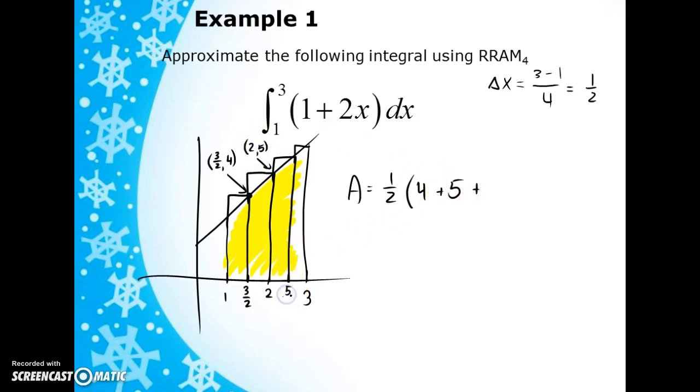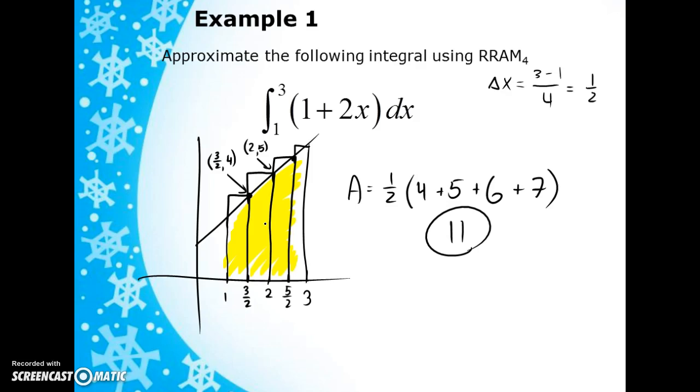Then I'm going to plug 5/2 into the equation. And when I plug that in, I'm going to get 6. How convenient. And when I plug 3 in, I'm going to get 7. Add all those up, and that's going to be my answer. So that is the area under the curve.